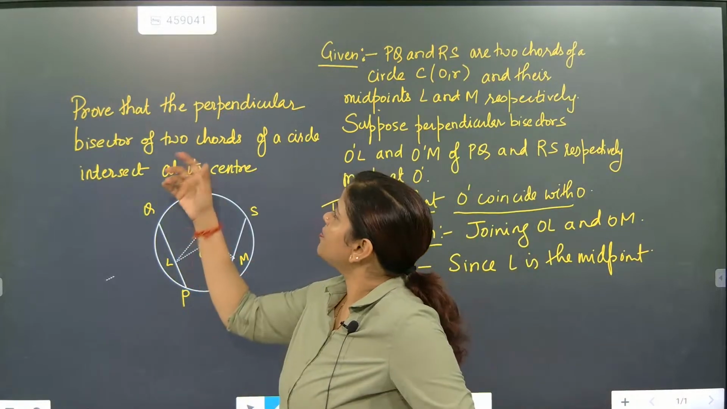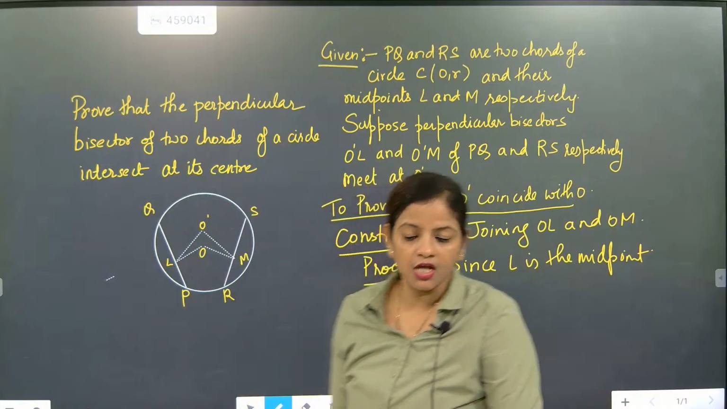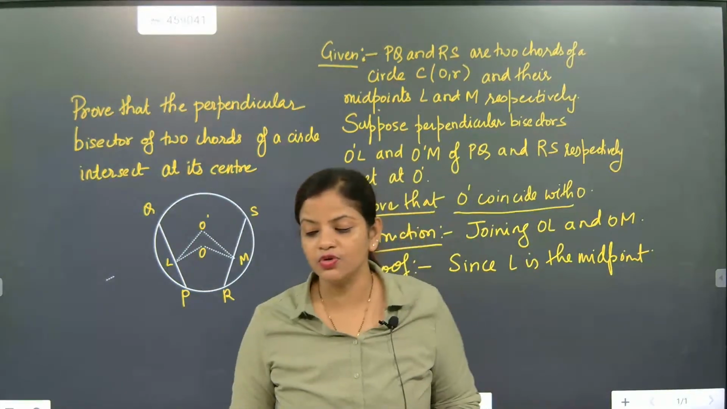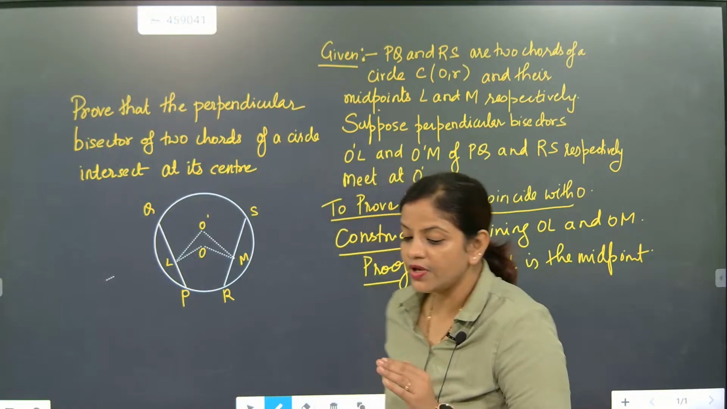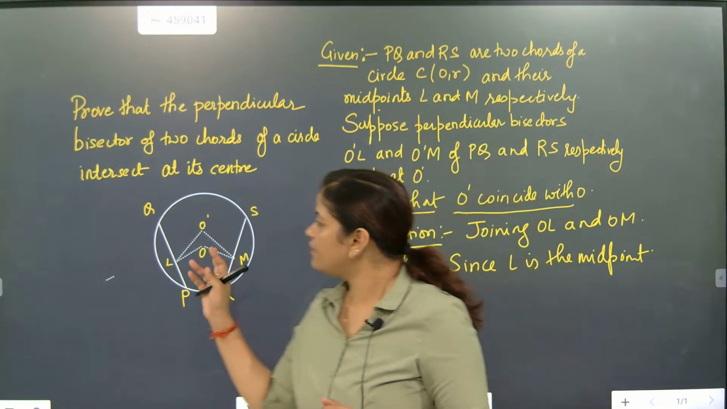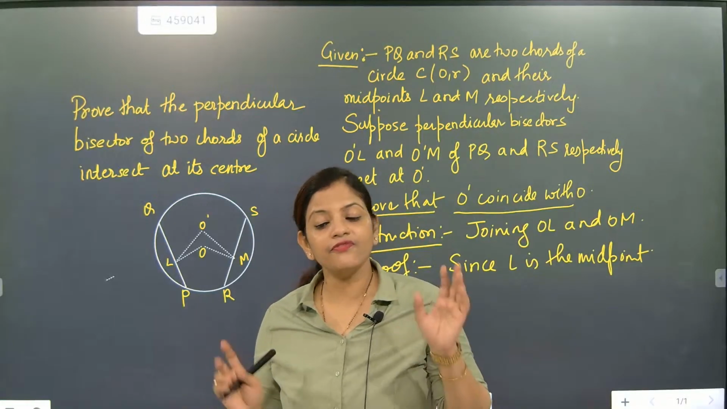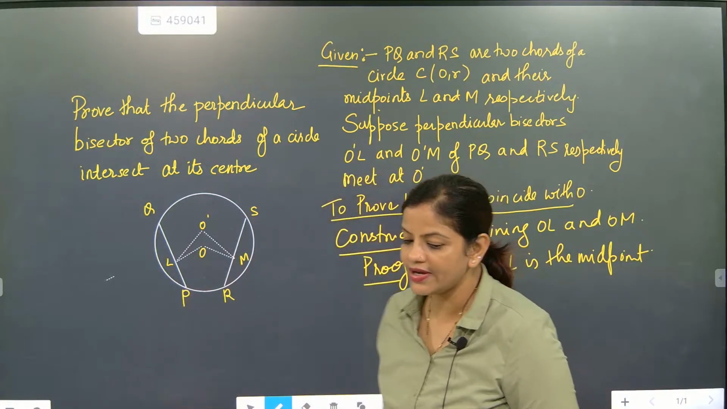So, the perpendicular bisectors of two chords of a circle intersect at its center. Definitely, the center part is the most important. Our strategy here is that we will take two centers and finally coincide one center with the other center. I hope you have understood.